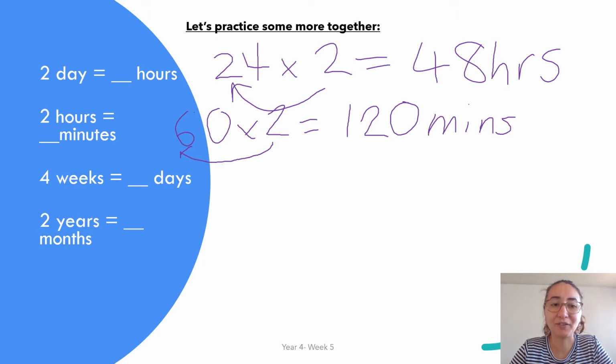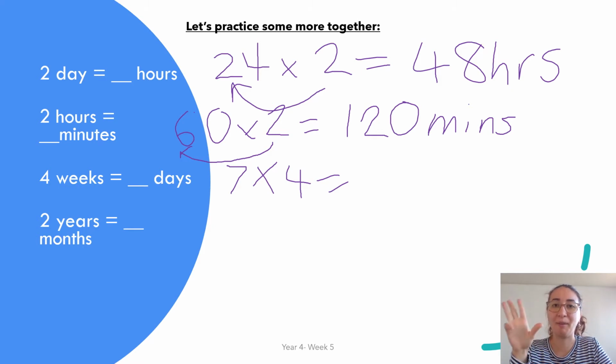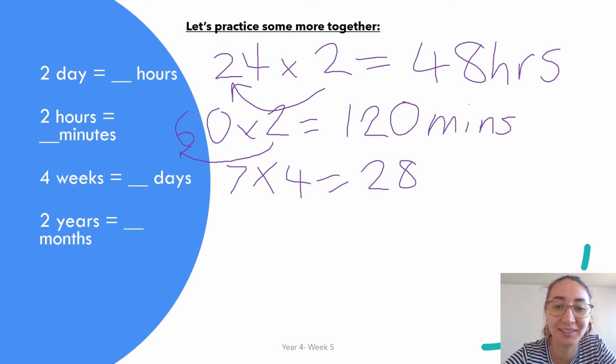Okay, now we've got 4 weeks. How many days? When we look at this, we know that 1 week is 7 days. So we've got 7. To get the 4 weeks, we would need to multiply by 4. Or we could say 7 plus 7 plus 7 plus 7. So our repeated addition. But remember, repeated addition or skip counting is the same as times tables. So 7, 14, 21, 28. All right, 28, and we'll put days.